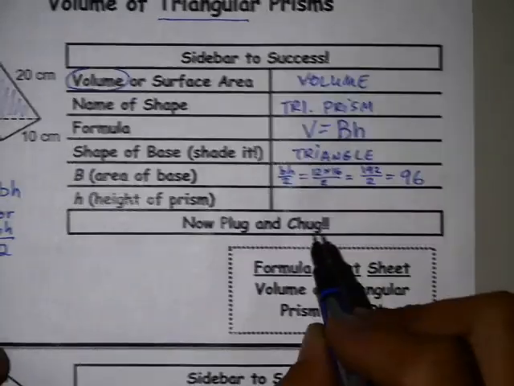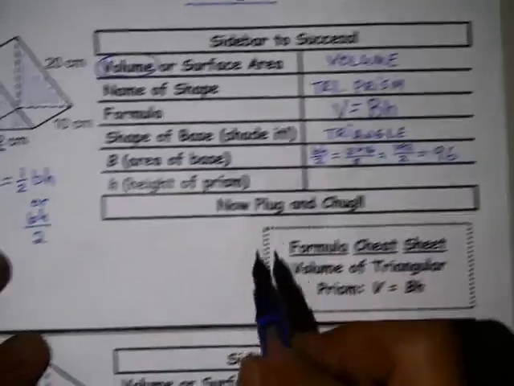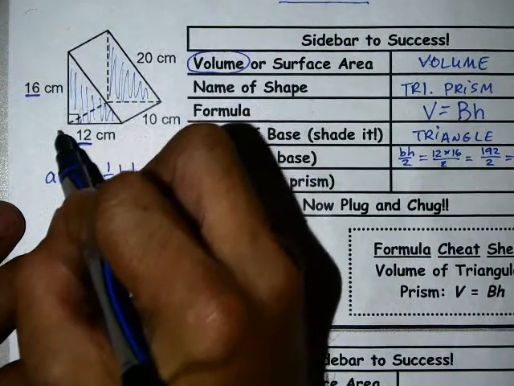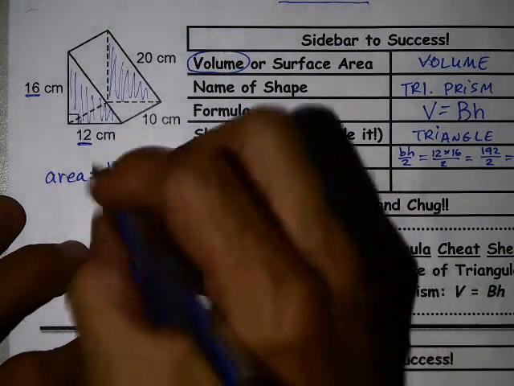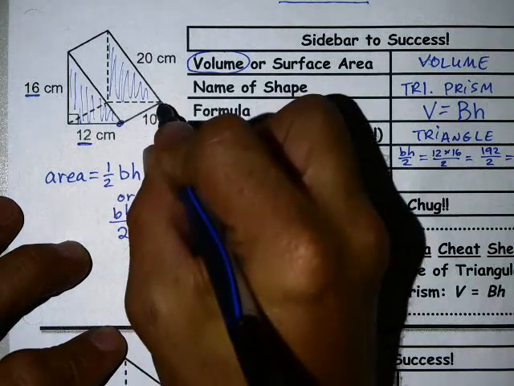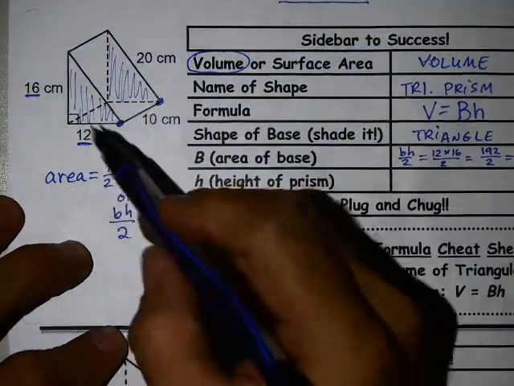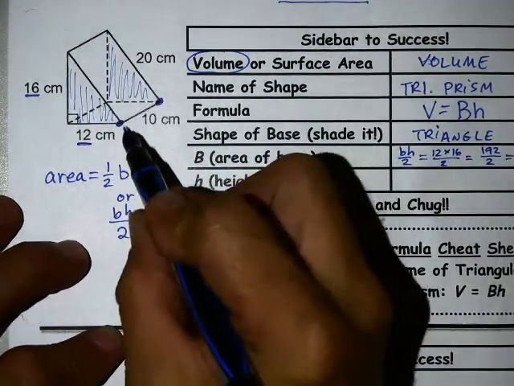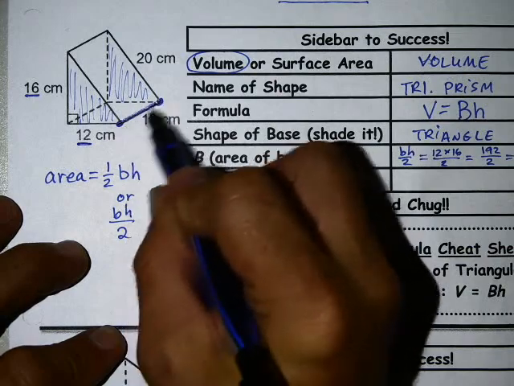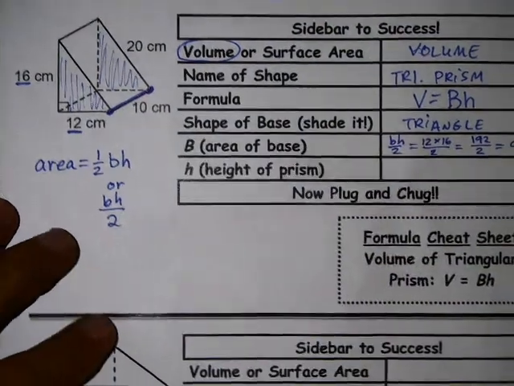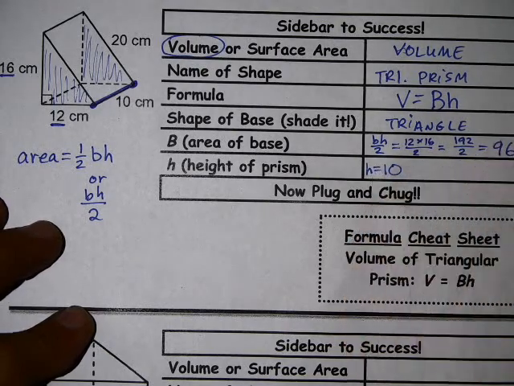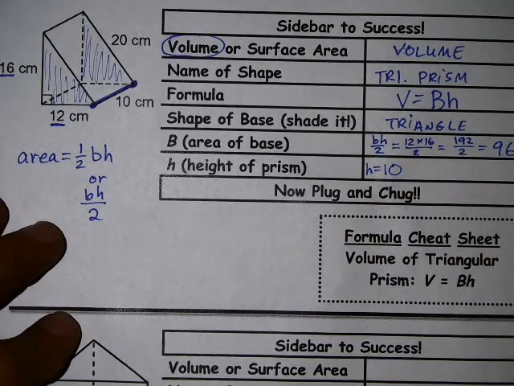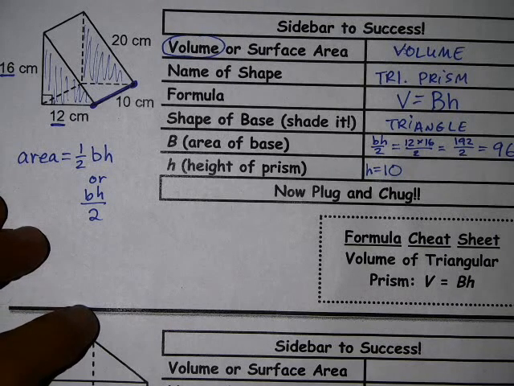The next part is finding the height of the prism. Now, we already dealt with the 16 and 12 for the triangle. The height of a prism connects the two bases. So in this case, the triangles are our two bases. This line right here is the one that connects them. So that is our height. So the height of the actual prism is 10. So now I'm just going to finish my formula.